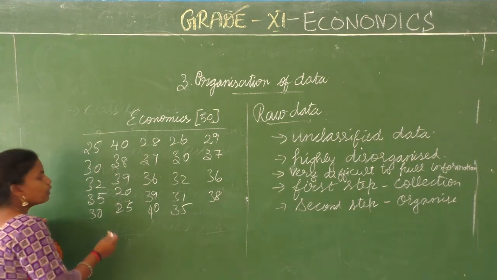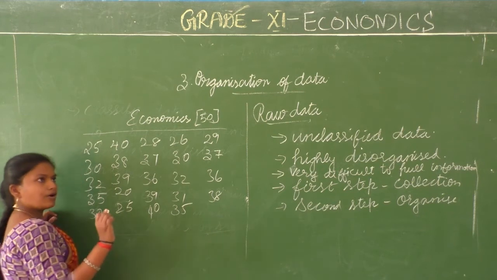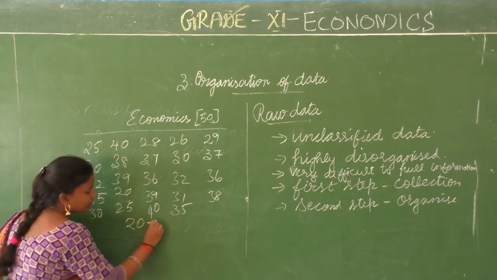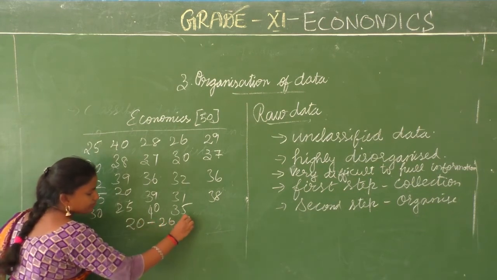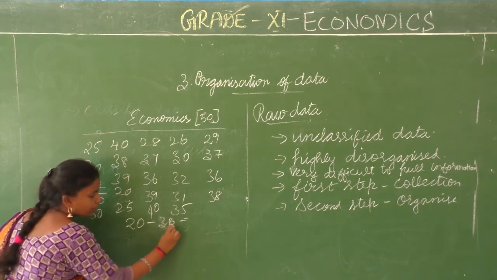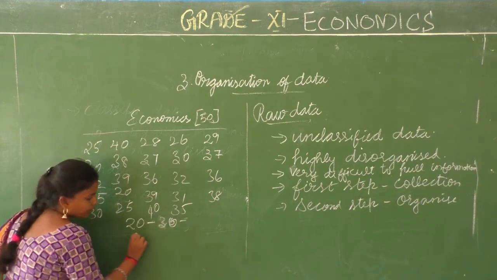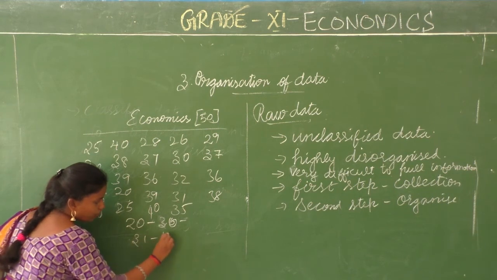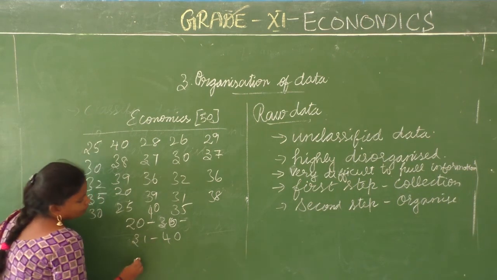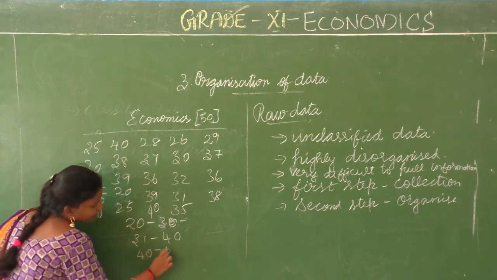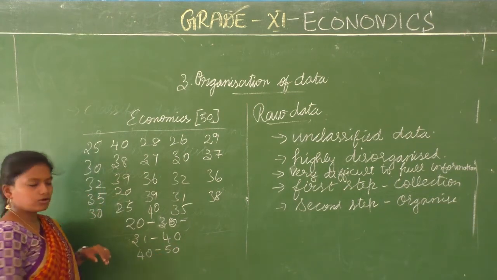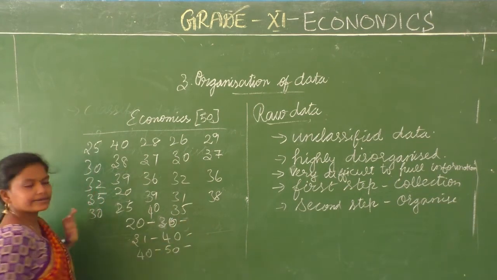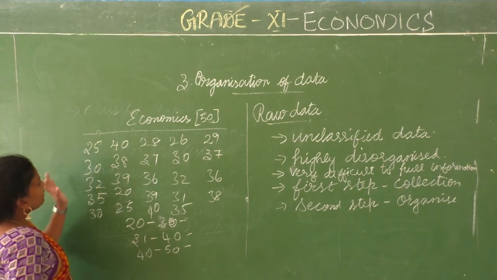So what can I do? I can make a column like this. I want to know, I can make it like 20 to 30, how many students have scored. 31 to 40, how many have scored. 40 to 50, how many students have scored. From this I can calculate. So how can I calculate? I am going to organize it.